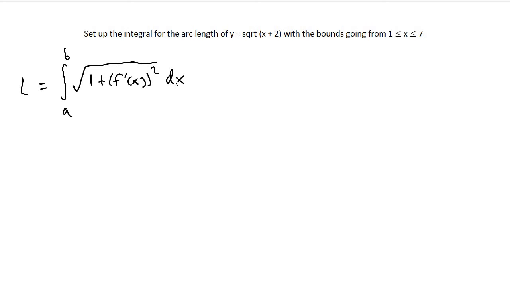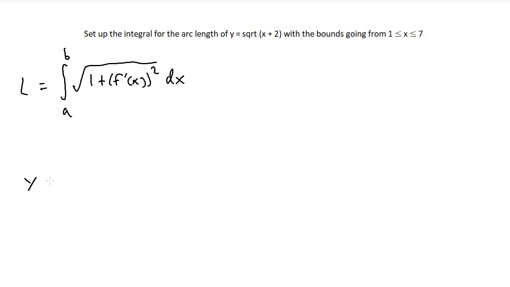So there are two things we need to find here. We need to find our bounds, and we need to find what f prime of x equals. We already know what our bounds are. We're going from 1 to 7. So what's left is finding what f prime of x equals. We already know what f of x equals. It's the square root of x plus 2. So in order to find f prime of x, all I need to do is derive it.